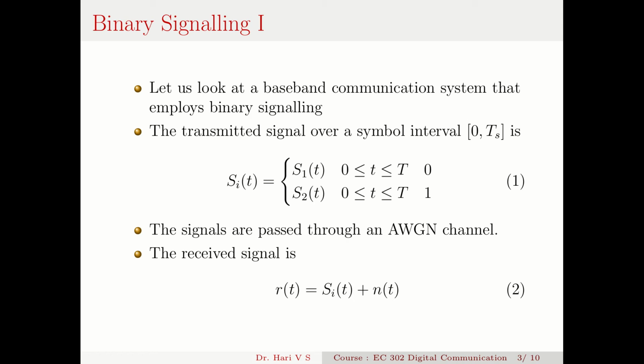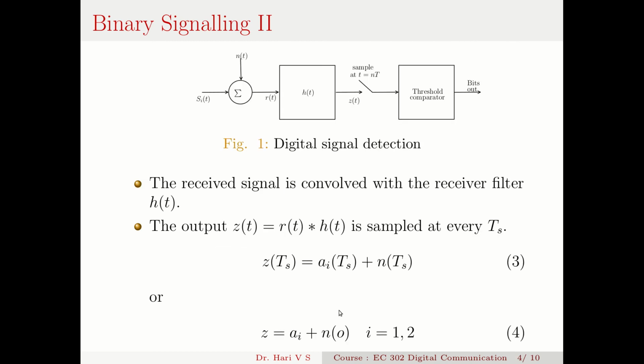As it passes through the additive white Gaussian noise channel, some noise n(t) is added to it. So r(t), the received signal coming into the receiver, is equal to Si(t) plus n(t), where Si(t) can be either S1(t) or S2(t). The bits are mapped onto signals S1(t) and S2(t) and transmitted. This is my additive white Gaussian noise channel. Here it adds noise n(t), and the received signal is Si(t) plus n(t).